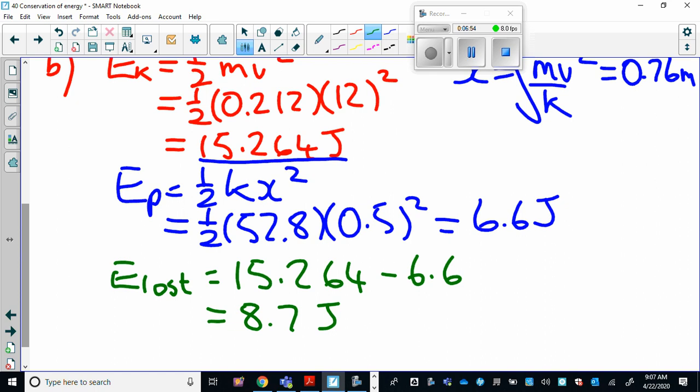So in other words, 8.7 joules of energy was lost to friction, heat, sound, other forms of energy. We're not going to be required to calculate exactly how much of each was lost, but that's how much energy was lost in that question.